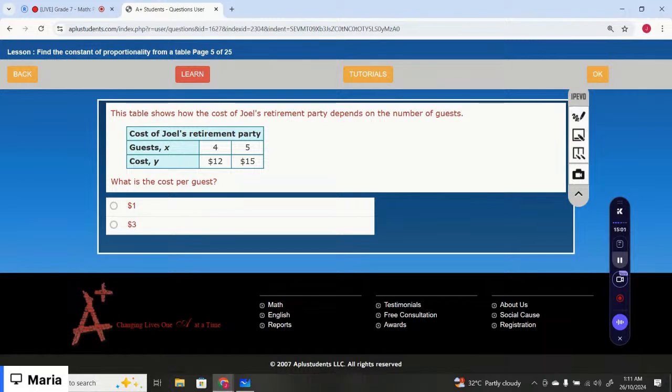This table shows how the cost of Joel's retirement party depends on the number of guests. What is the cost per guest? So, which is the correct option?